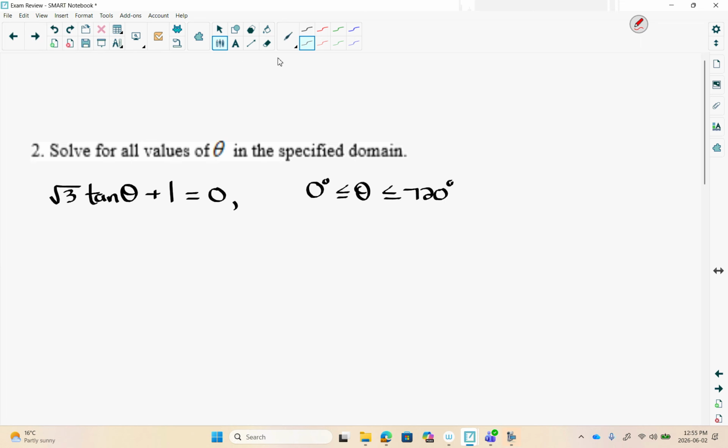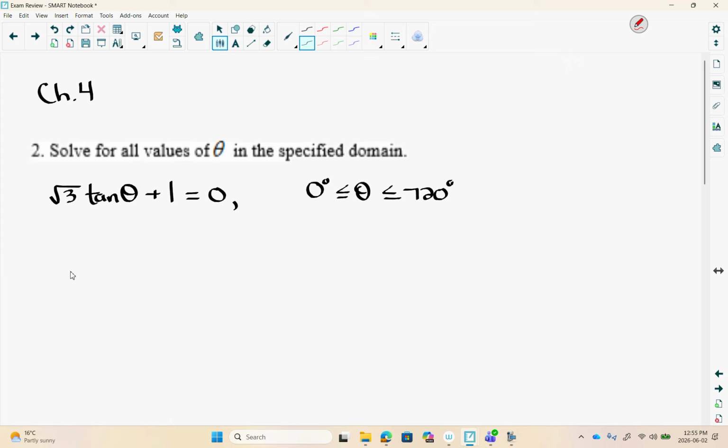All right, we'll continue with the exam review, and today we're going to focus on chapter 4. This is where we started to talk about trigonometry and the unit circle. First example is a trig equation. It's an equation because there's an equal sign. Our job is to figure out all the angles between 0 degrees and 720 degrees that would solve this.